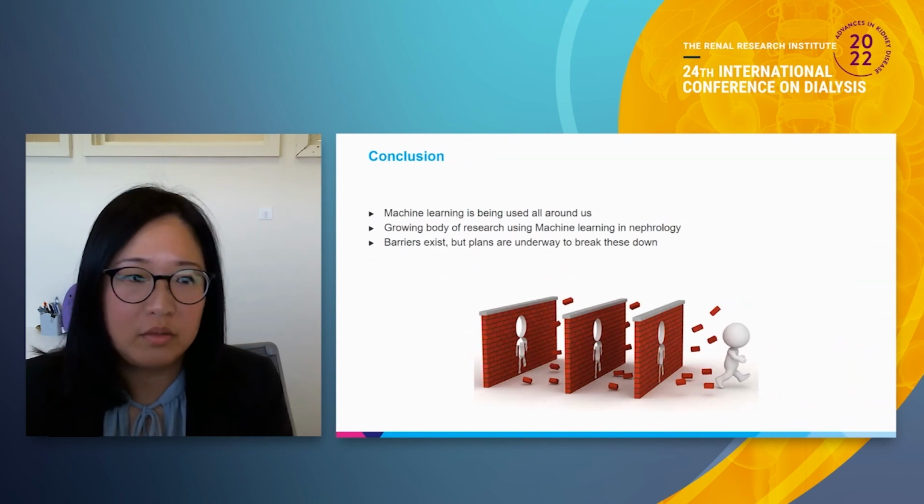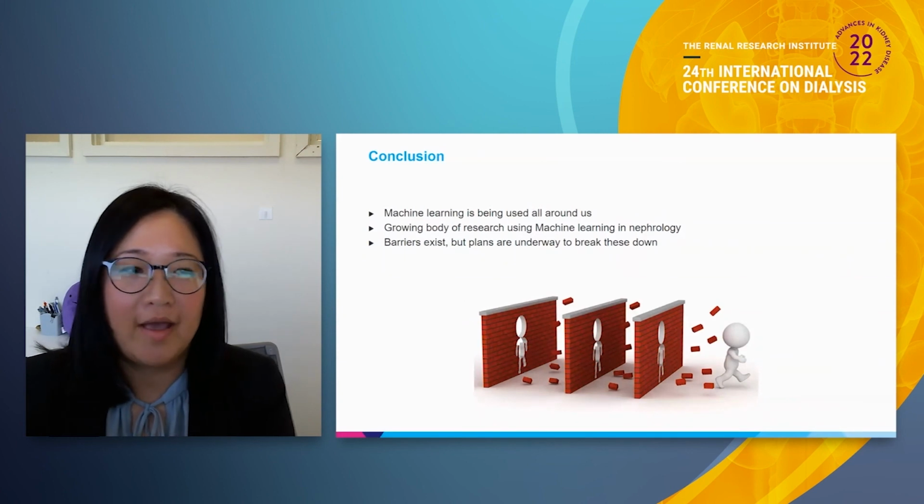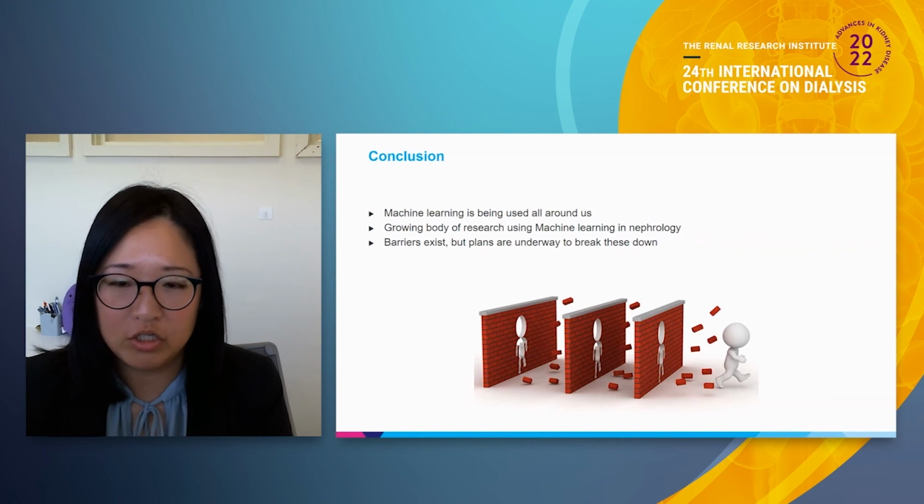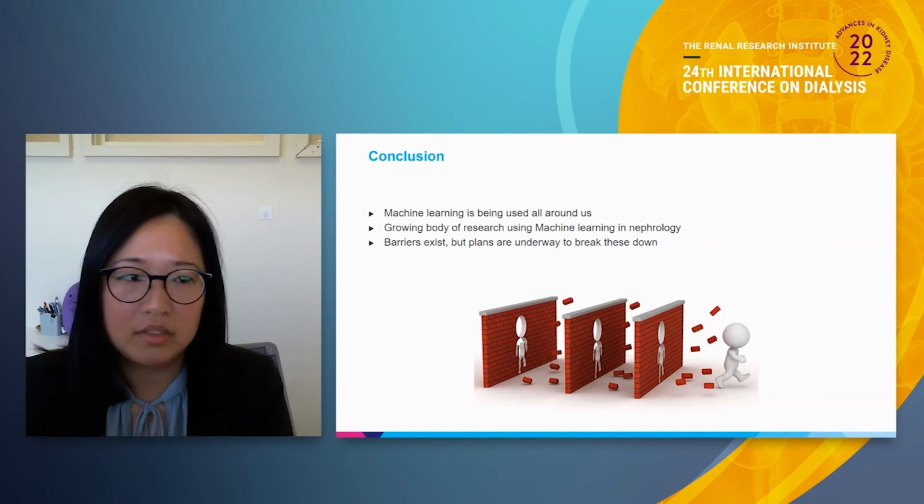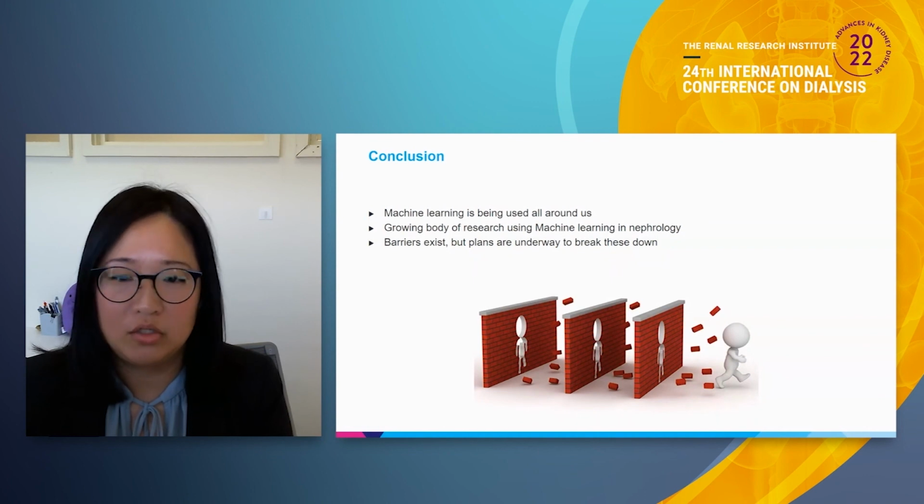So in conclusion, machine learning is already being used all around us in our daily lives, and there is a growing body of research using machine learning in nephrology. There are several barriers that currently exist, and multiple people are trying to address them. Multiple governing bodies are trying to help break these down so that we can increase the use of machine learning in nephrology and also implement it into clinical care.